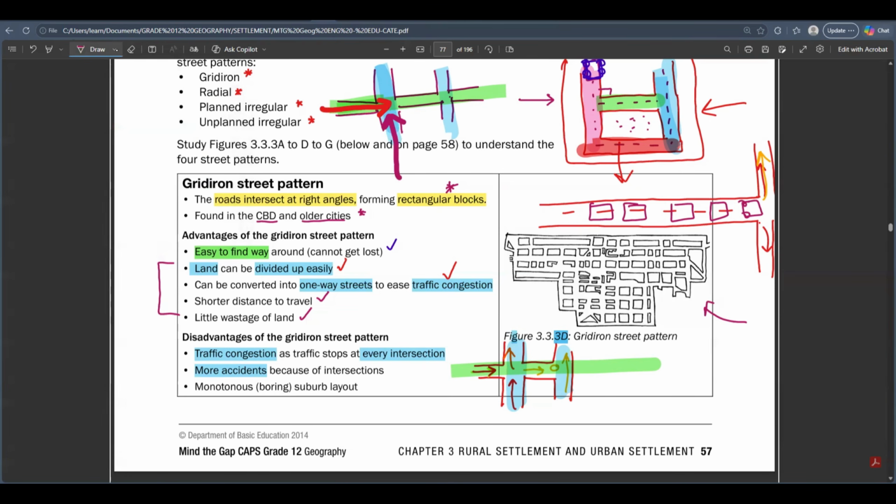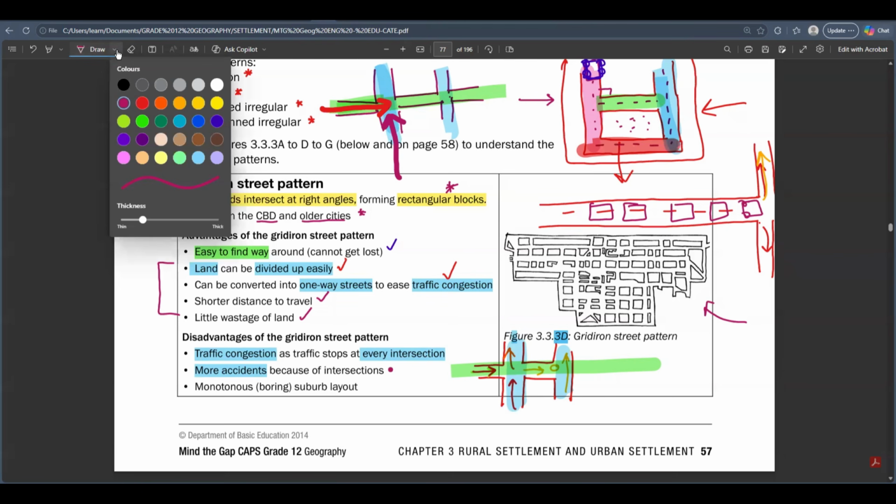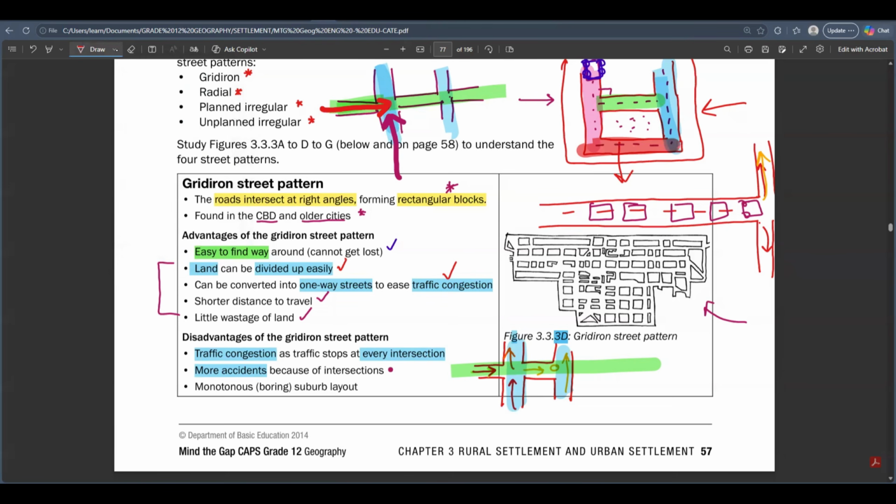So these 90 degrees intersections are not so good at some times, because they can cause more accidents. Due to a high number of intersections, we tend to have more accidents in the gridiron street pattern. That is why it is no longer implemented in most places, right? Because it's a kind of older way of arranging the streets and the roads. And it's also boring.